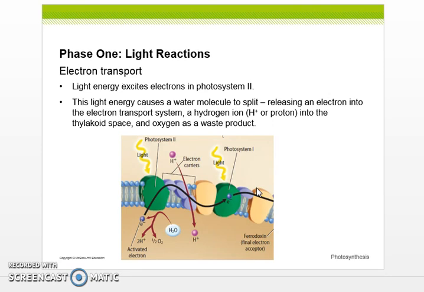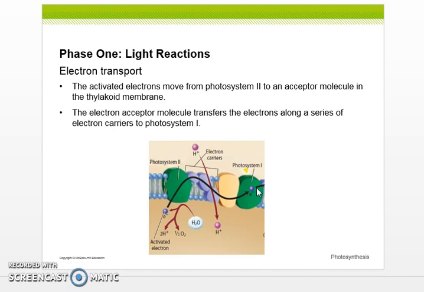Light energy excites electrons in photosystem 2. This light energy causes a water molecule to split, releasing an electron into the electron transport system, a hydrogen ion into the thylakoid space, and oxygen as a waste product.